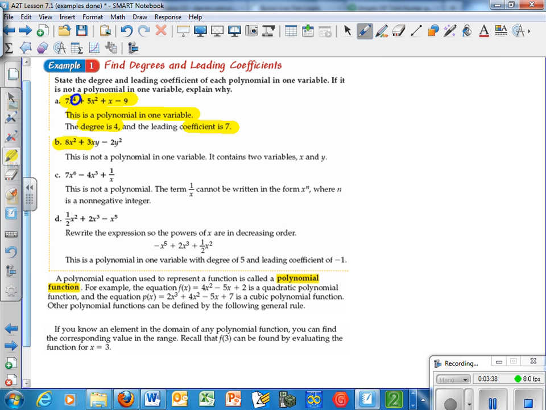If you look at the next example here, we have 2 variables involved in this. So it's not a polynomial in one variable because it has both x and y in it. So we're not going to find the degree of that then.